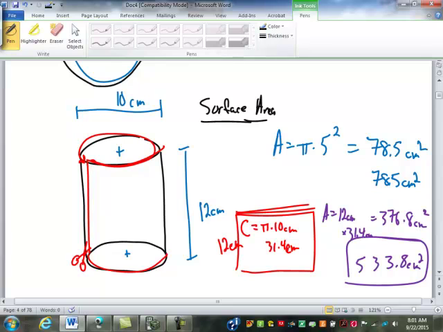On quizzes and tests, by the way, I will have both answers. I will figure it out with the pi key and then with just 3.14. And anything in between there will be acceptable. Usually they're within like 2 of each other anyway.